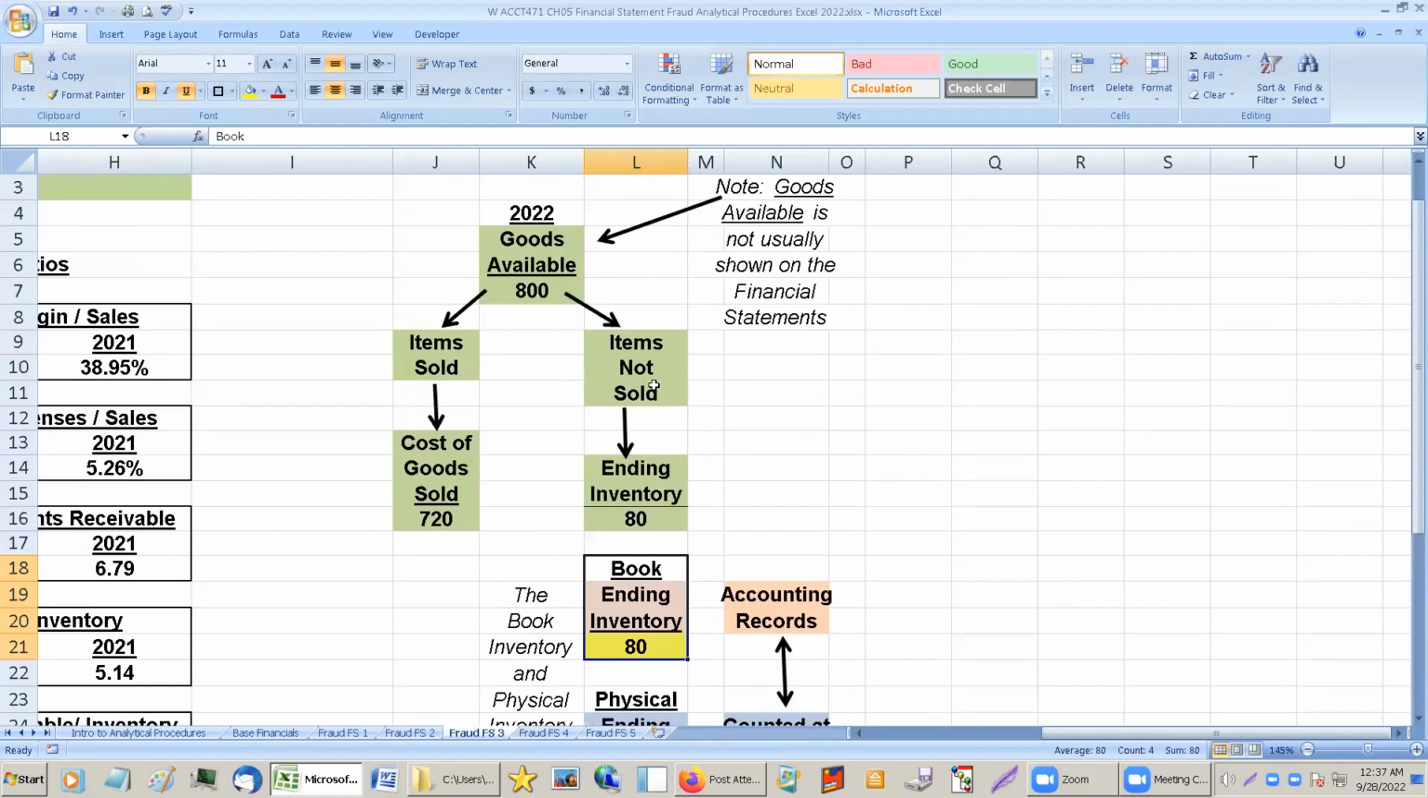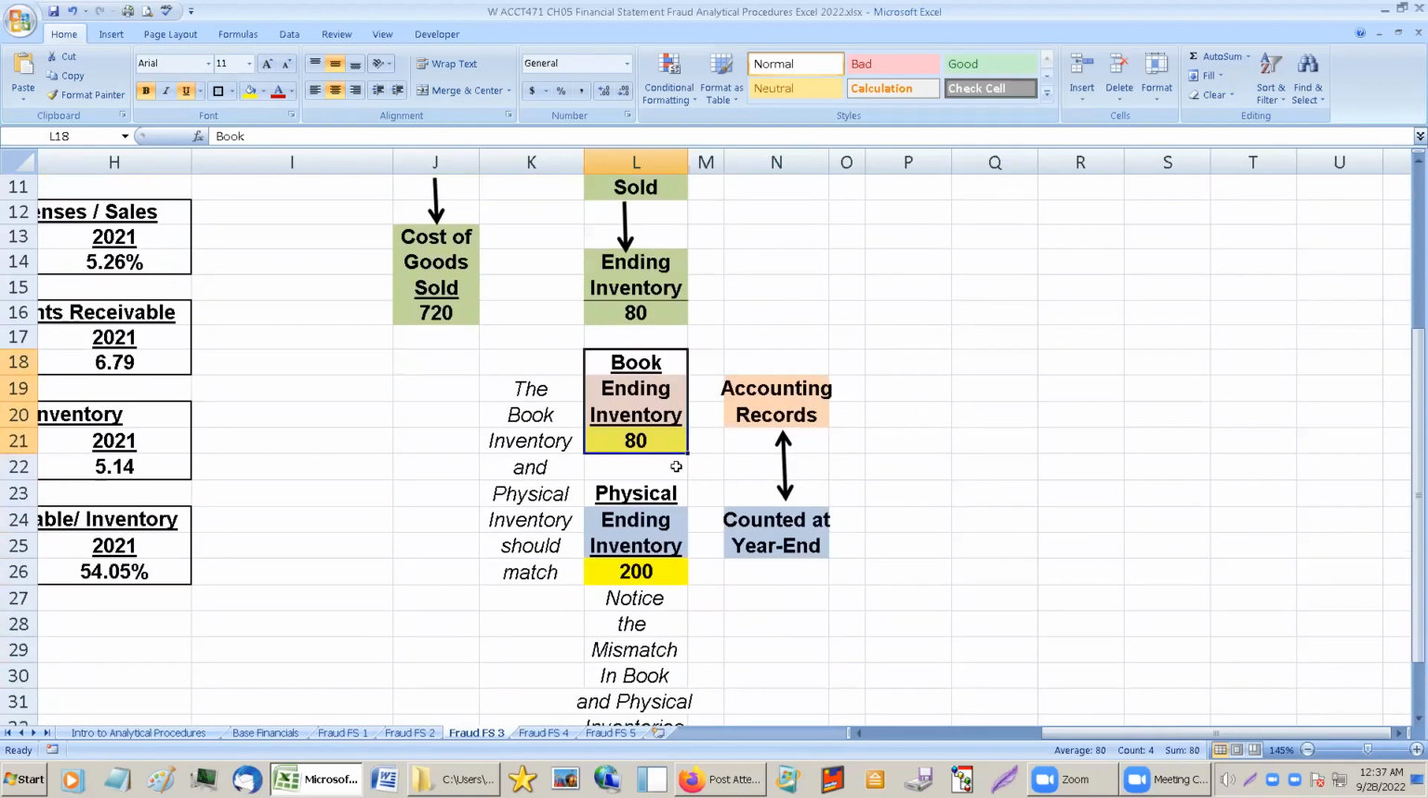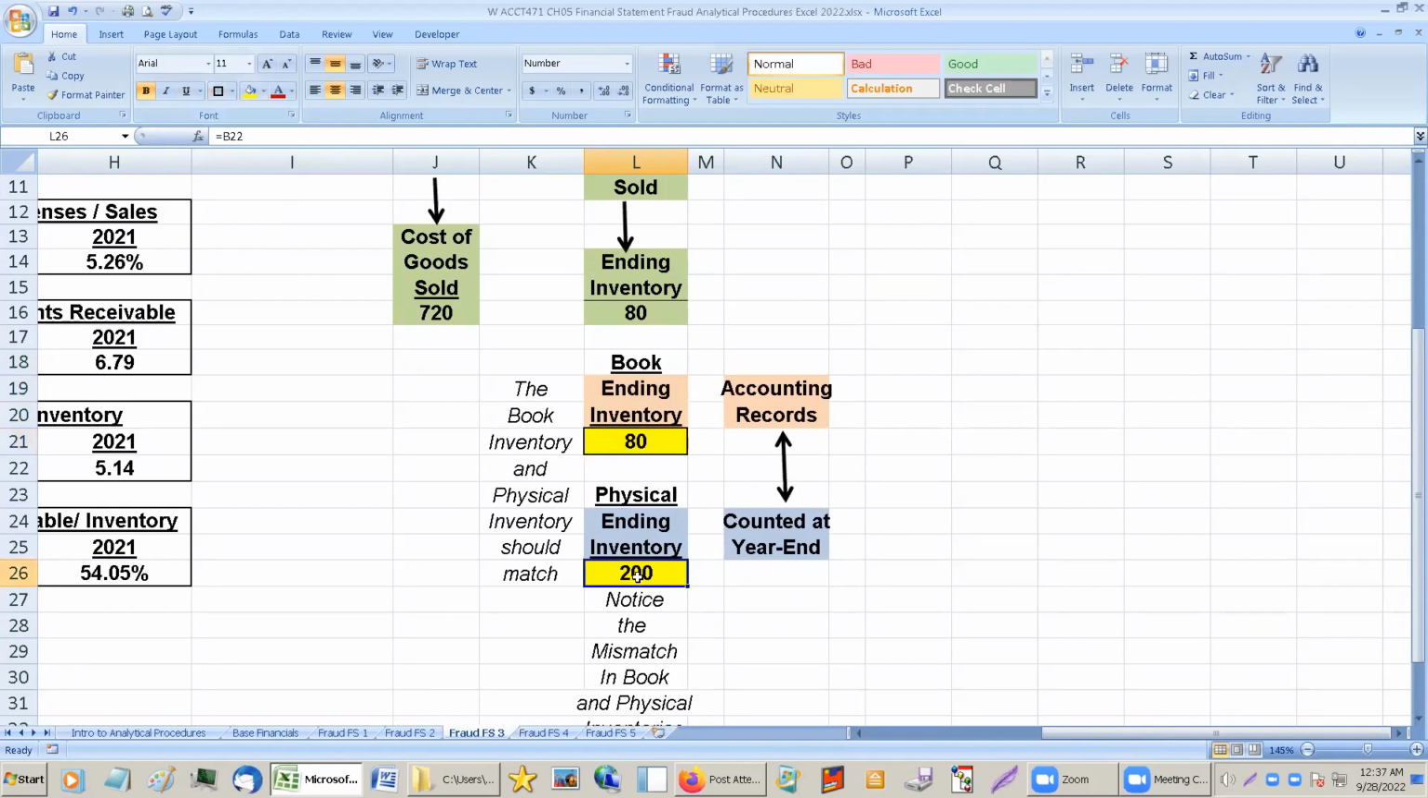So when you take this inventory, you're going to be shocked because it's not supposed to be like this. It is very unusual to have an inventory mismatch that, first of all, is that much, but also that you have more inventory than you have on your books. It doesn't usually work out that way.